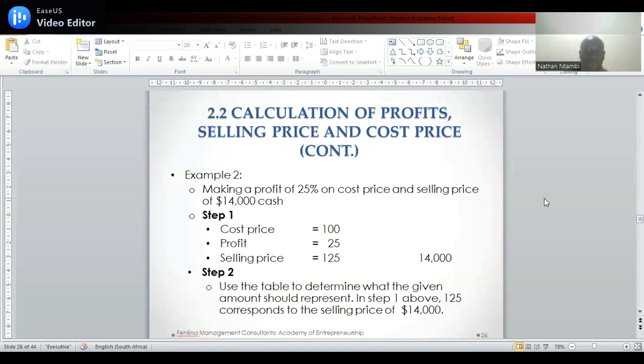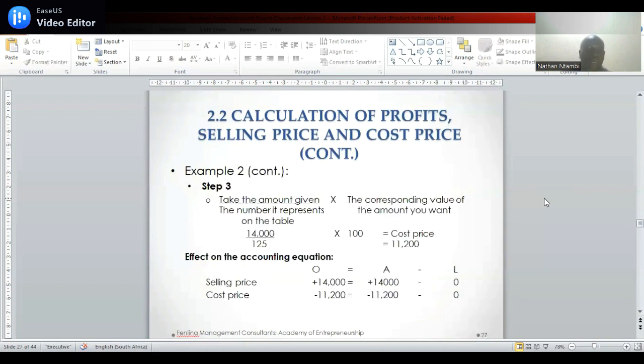Example 2. This one is a more simplified version of what you have seen before and makes your calculation much easier to understand. Making a profit of 25% on cost price and selling price of 14,000 cash. Step 1, cost price is 100. Profit is 25. And then selling price is going to be 125. Because you are being given the selling price of 14,000 and the value of 14,000 is attached to 125. Then step 2, use the table to determine what the given amount should represent. In step 1 above, 125 corresponds to the selling price of 14,000.